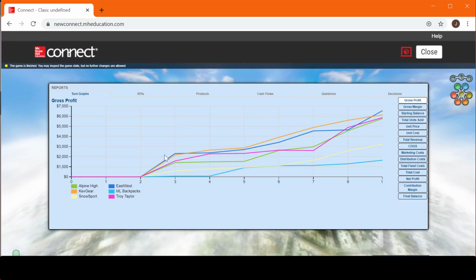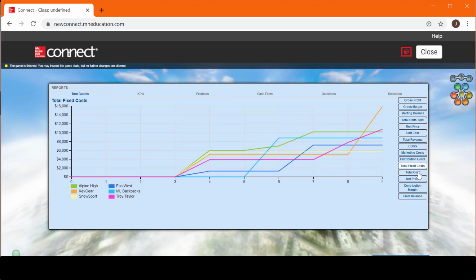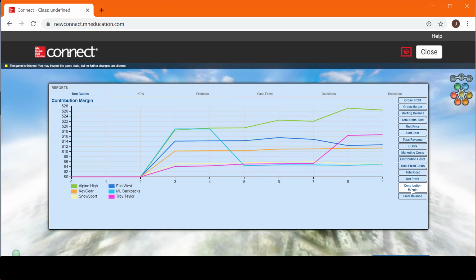It's going to show you trend lines as the game goes on or the quarters go on. How are you doing versus your competition, but also how are you doing overall? Are your trend lines going up or down? In all these different areas, unit price, total fixed cost, contribution margin, you can look at all those different measurements to see how you're doing. So it's a good visual for you.